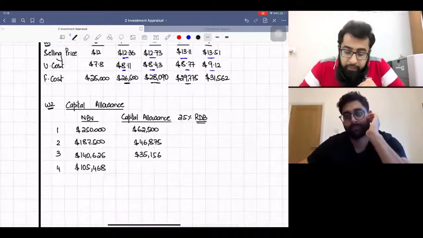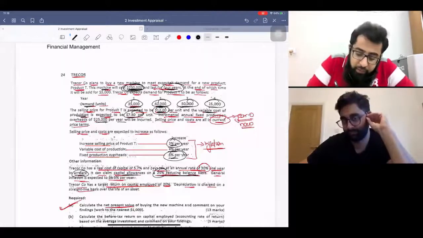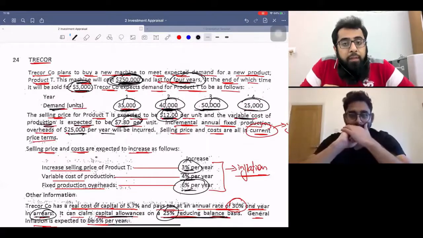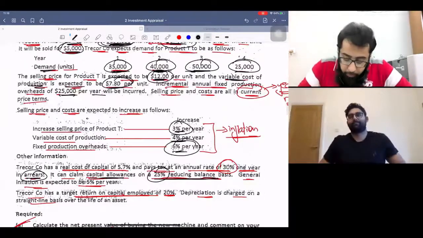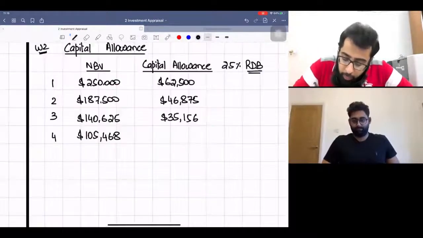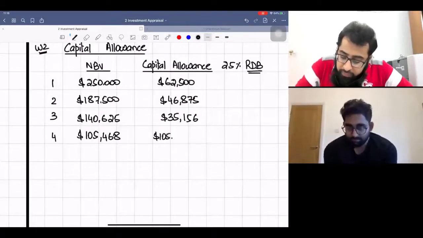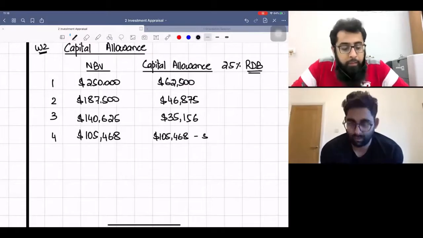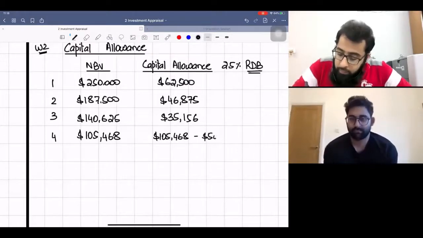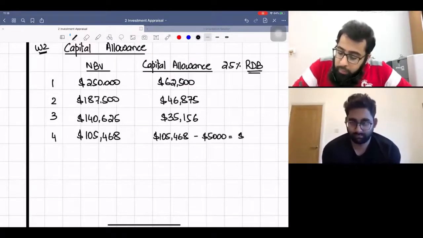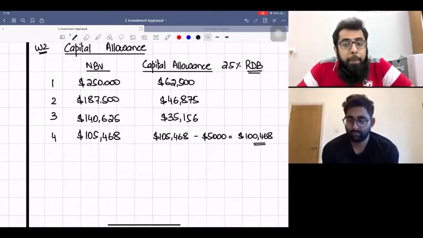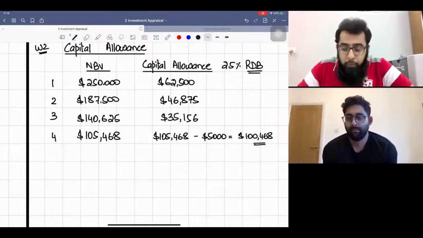Okay. Now the scrap value of the machine is $5,000. When you sell this machine, you'll get $5,000. So the remaining net book value, how will I calculate it? 105,468 minus $5,000. So it will be $100,468. Now this will be your balancing allowance. Okay, I hope you are understanding it.